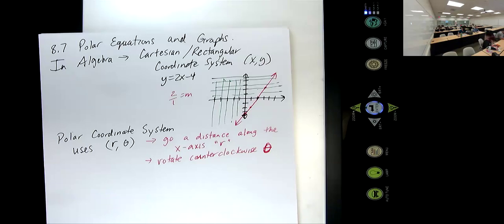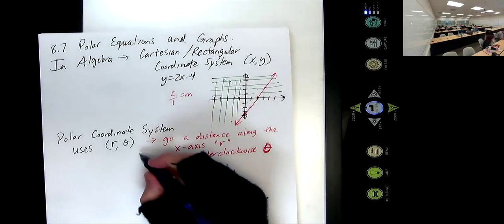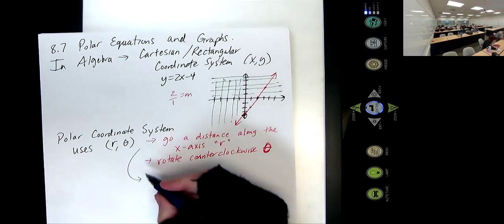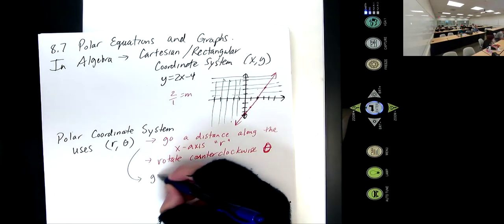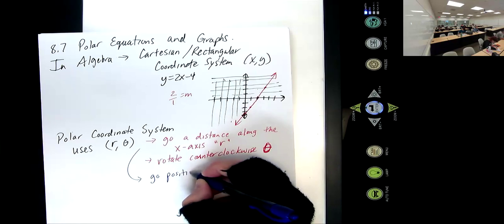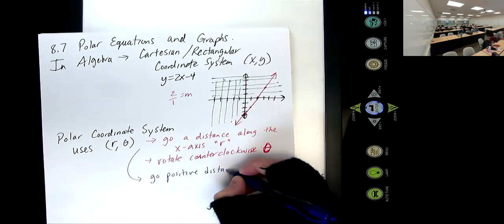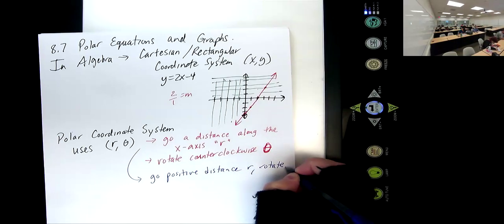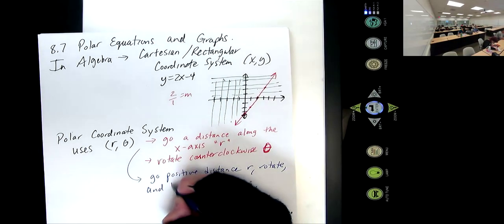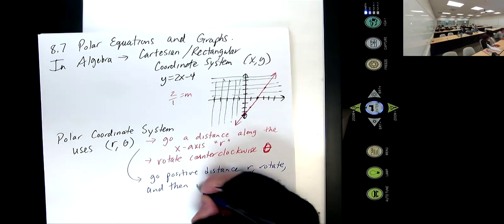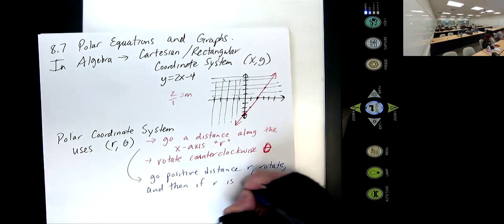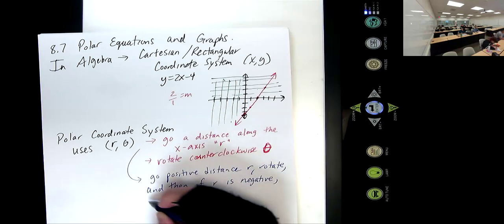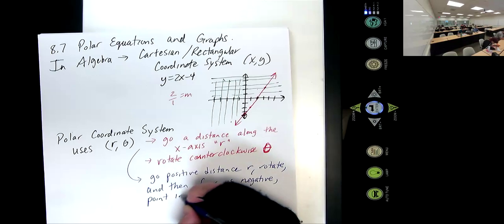Other versions of this. You can do the same, you're always going to rotate counterclockwise theta. But another version is to go the positive distance r, rotate, and then if r is negative, flip it. Point in the opposite direction, 180 degrees.